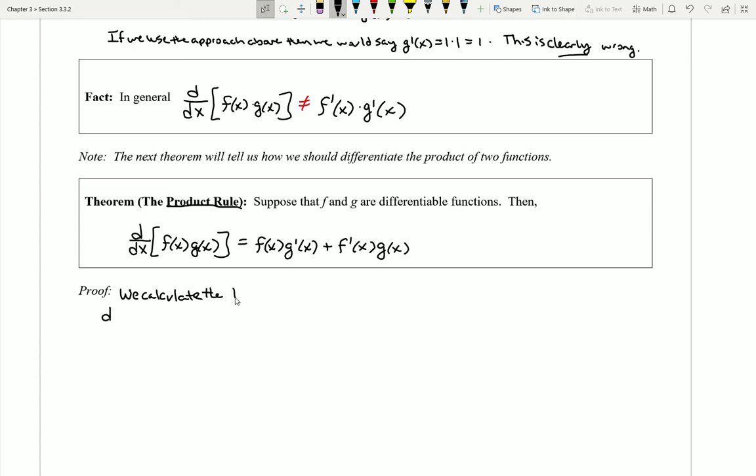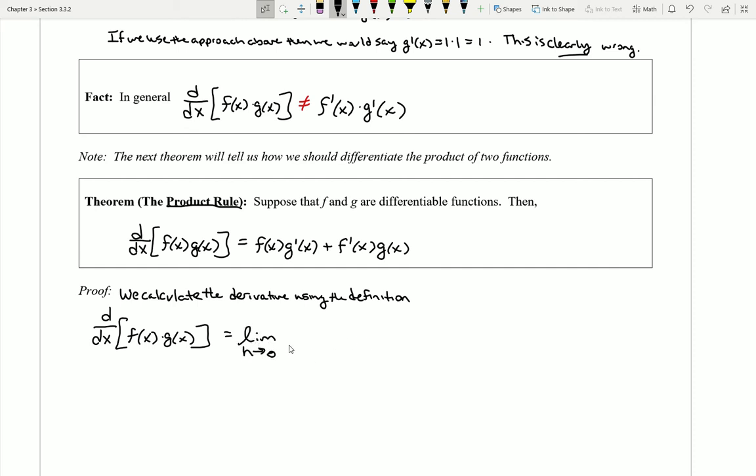So I'll state here, we calculate the derivative using the definition. So we're going to start here by computing d dx, so that's the derivative of one function times another, by using our big scary limit.